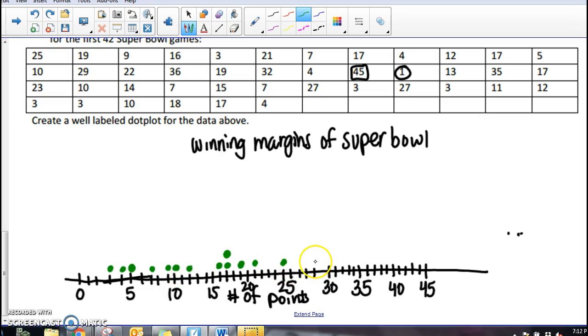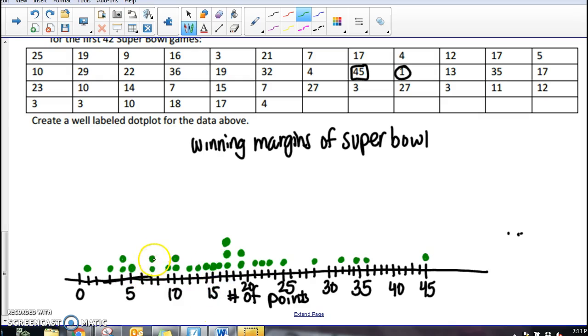10, 29, 22, 36. There's a 19 again, so we'll put that above. 32. 4, so another 4, so we'll put that above. 45. 1. 10, 13. 35. 17, so another 17. 23. 10. 14. 7. 15.